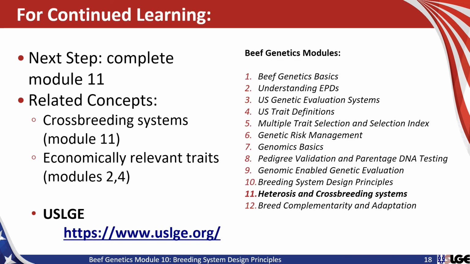For continued learning, I'd encourage you to complete the next module in this series, Module 11, Heterosis and Crossbreeding Systems. For concepts related to breeding system design principles, in addition to the next module, I'd also encourage you to watch Modules 2 and 4, both of which discuss economically relevant traits. And for more information regarding the USLGE, I would encourage you to visit their website listed here.